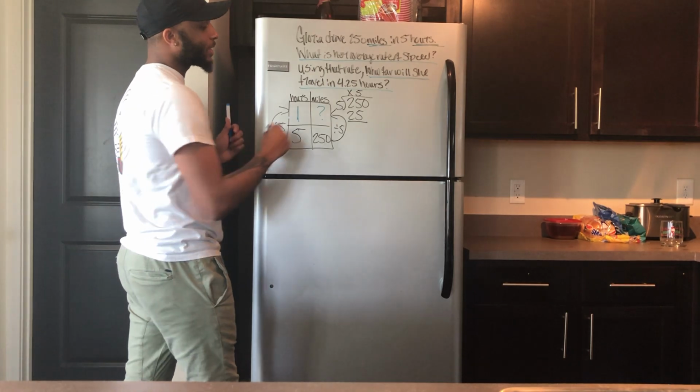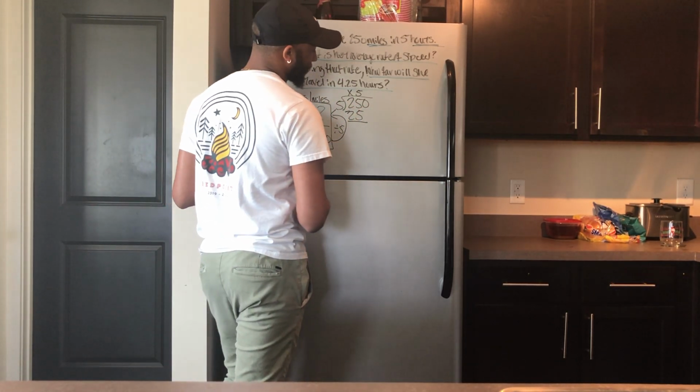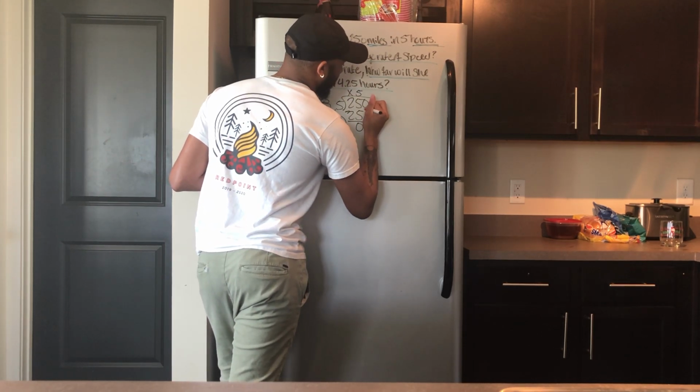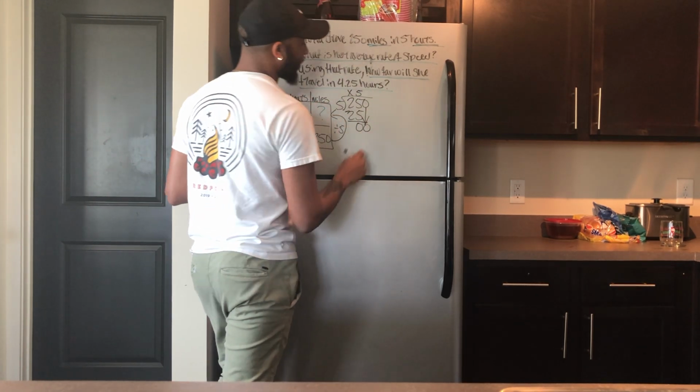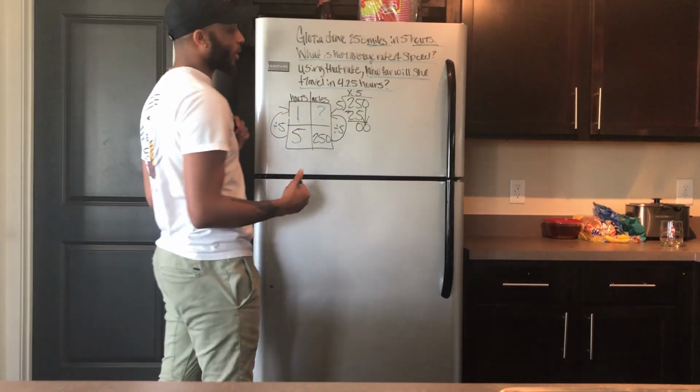Our next step from here is to subtract. 25 subtract 25 gives us what? 0. Good job. Bring down that 0, right? That's our next step. Bring down that 0. Do not leave that 0 there. You want to bring it down, okay?